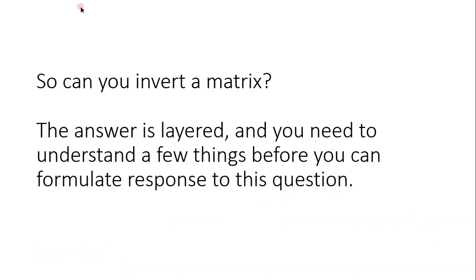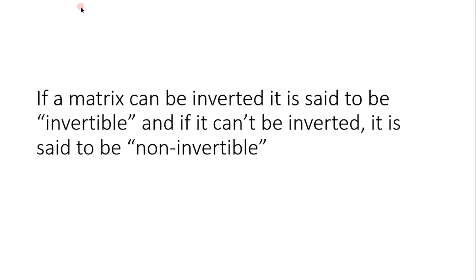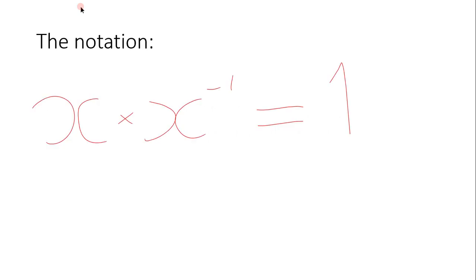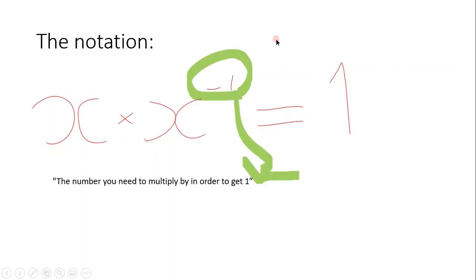So can you invert a matrix? The answer is layered, and you need to understand a few things before you can formulate a response to this question. Let's start with some jargon. If a matrix can be inverted, it is said to be invertible. If it can't be inverted, it is said to be non-invertible. Pretty simple. The notation: you may see that with inverses, generally, there's a -1 power up the top there. All this means is the number you need to multiply by in order to get 1. That's what that -1 stands for.